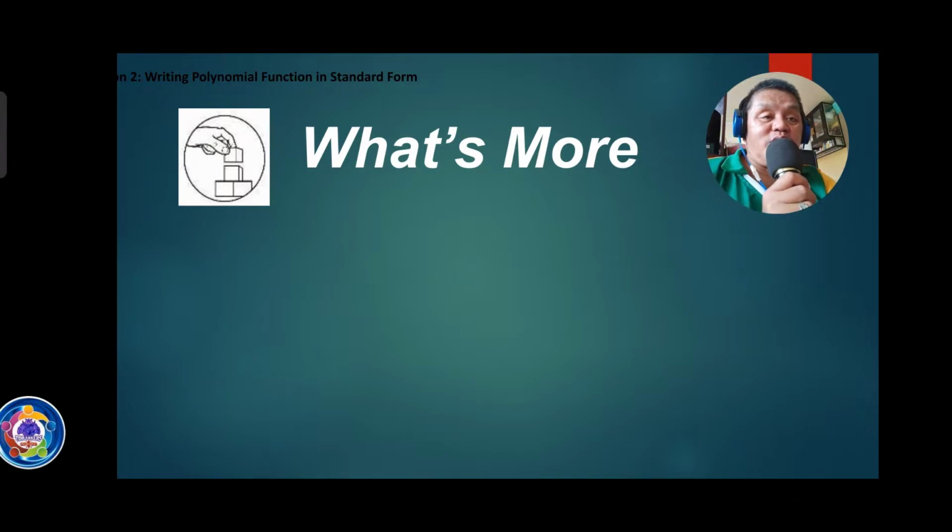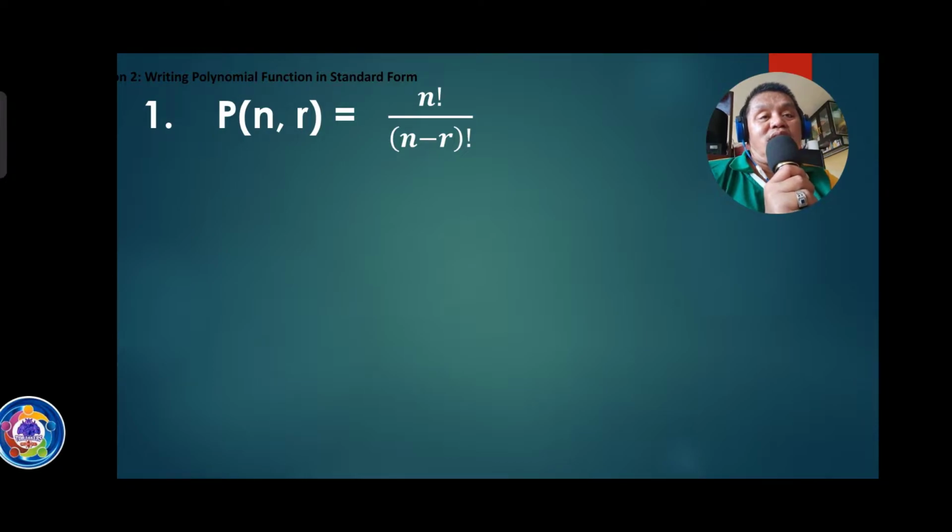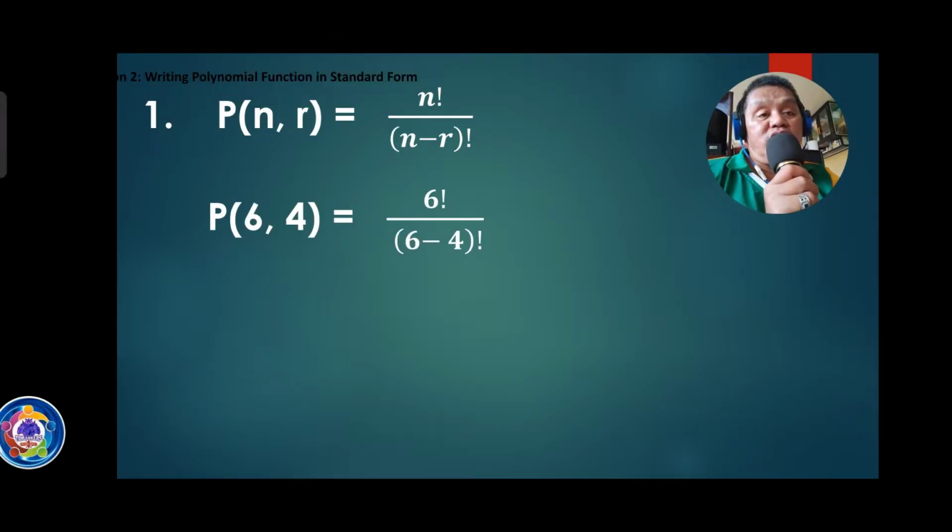Now you are going to answer the following problems. Number 1. Evaluate the permutation of 6 objects taken 4 at a time. So n is 6 and r is 4. We have now the formula: permutation of n objects taken r at a time is equal to n factorial all over quantity n minus r factorial. So this time, 6 factorial over quantity 6 minus 4 factorial.